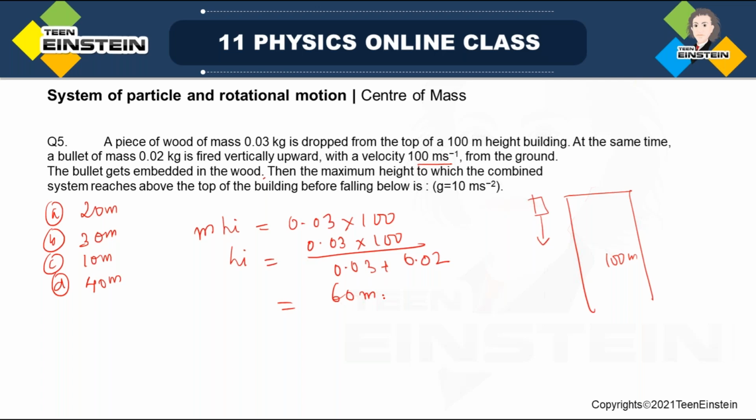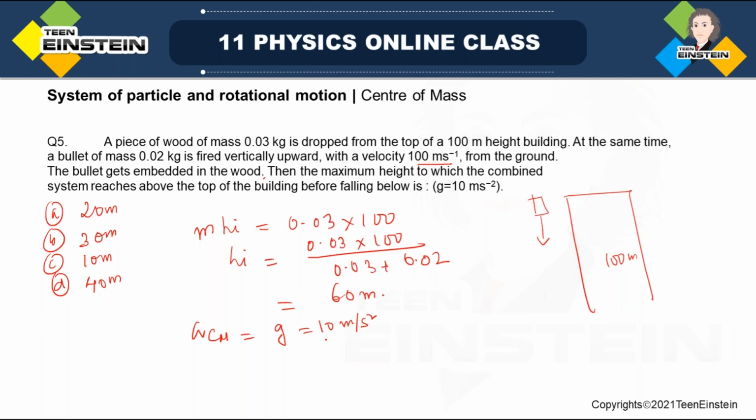Okay, now what is the acceleration of the center of mass? The acceleration of the center of mass, a_cm, is the g itself, that is 10 meter per second square.